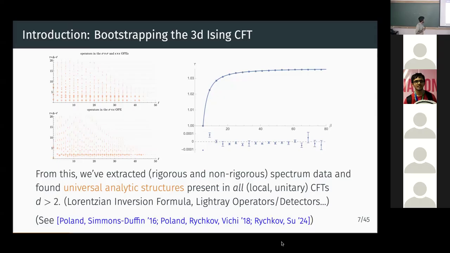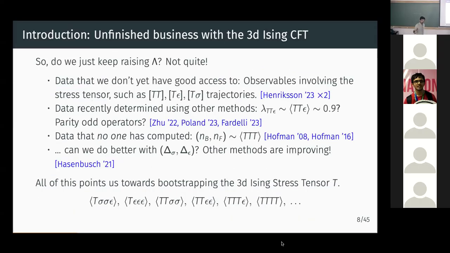Right. So this is all a very nice story, and you might say, oh, well, we've already done it. What do we need to do more? Do we just need to keep raising the derivative order? And you could, but not quite. There's more things for us to understand.